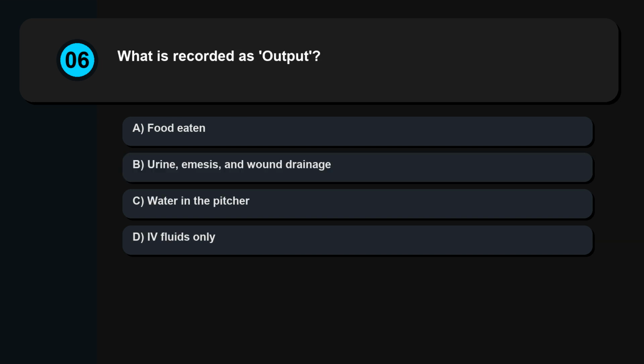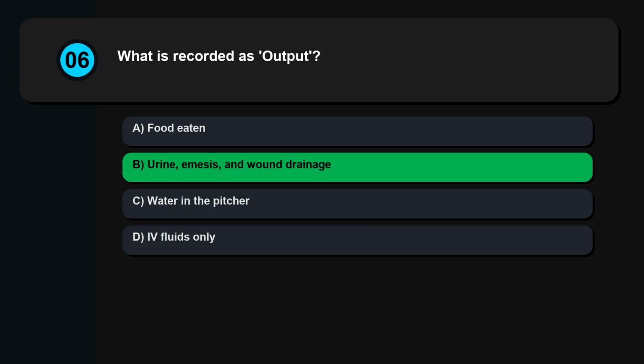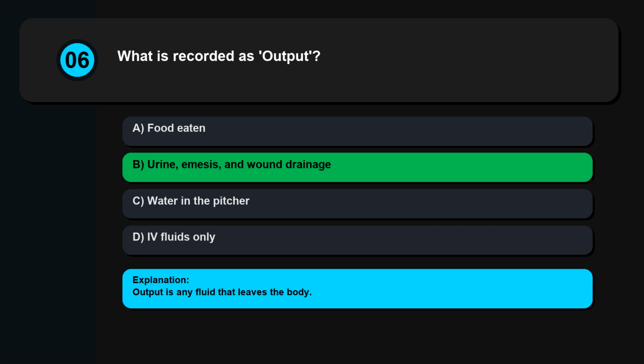Question 6. What is recorded as output? Food eaten, urine, emesis, and wound drainage. Water in the pitcher. For fluids only. Output is any fluid that leaves the body.